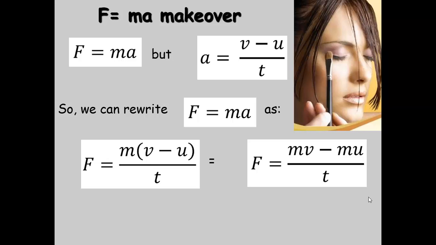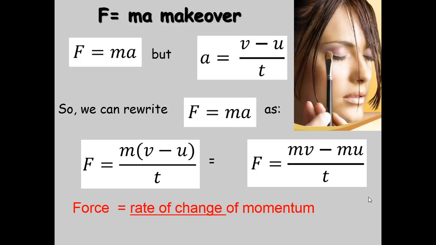Now straight away we're going to recognize that's interesting, because what we have now is the final momentum minus the initial momentum divided by the time taken for that change to take place, which is really force is equal to the rate of change of momentum. Okay, so we're bringing force and momentum together. Force is equal to the rate of change of momentum.